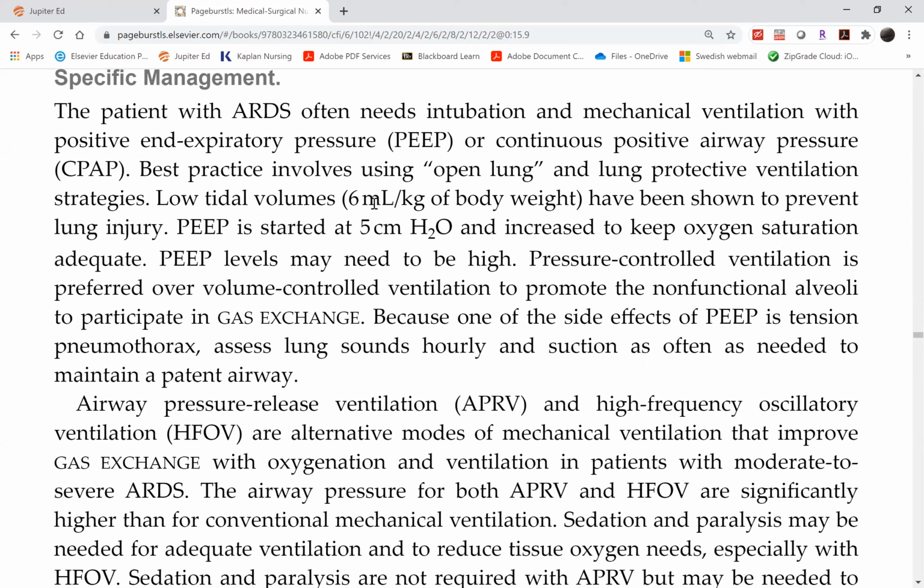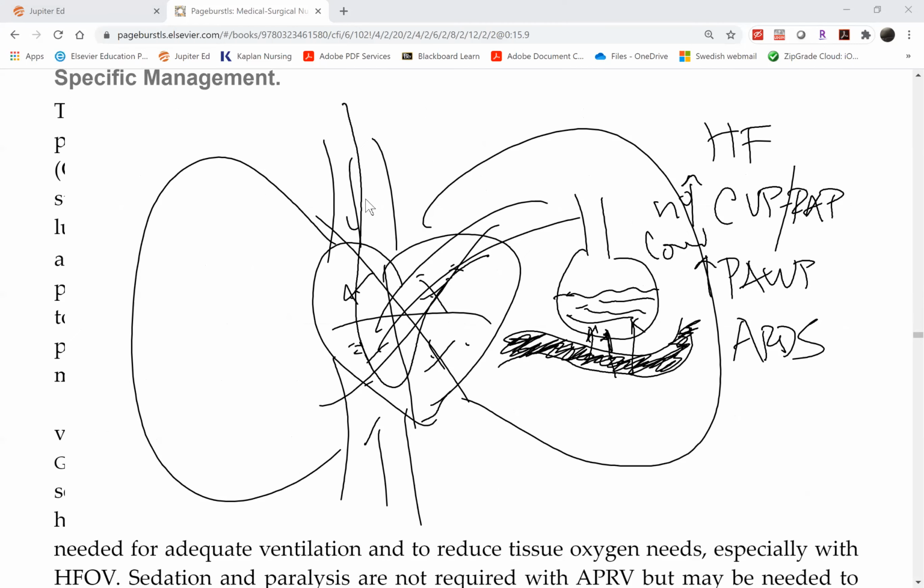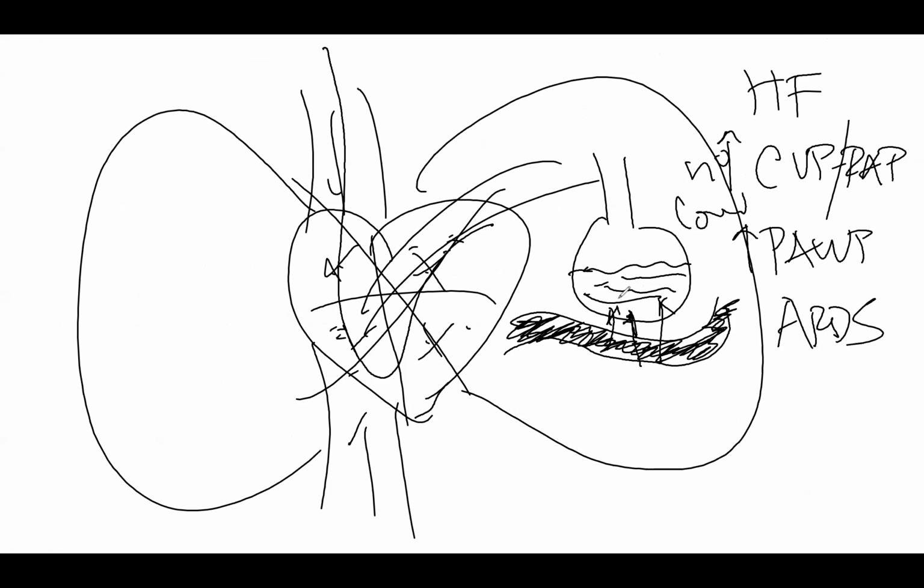The patient has to be intubated, and there is a ventilatory mode that can force it in. So that one is called, although it's not very popular, PCIRV. This is pressure control inverse ratio ventilation.